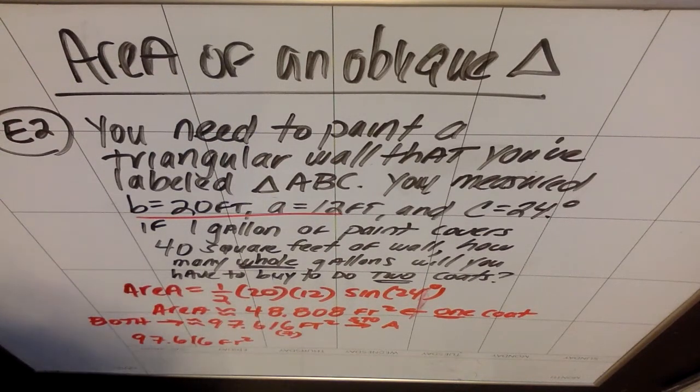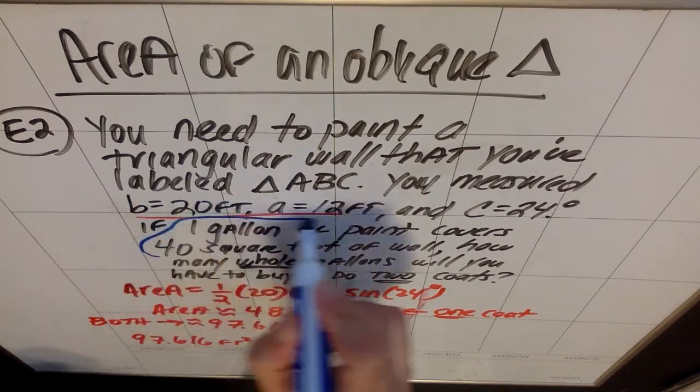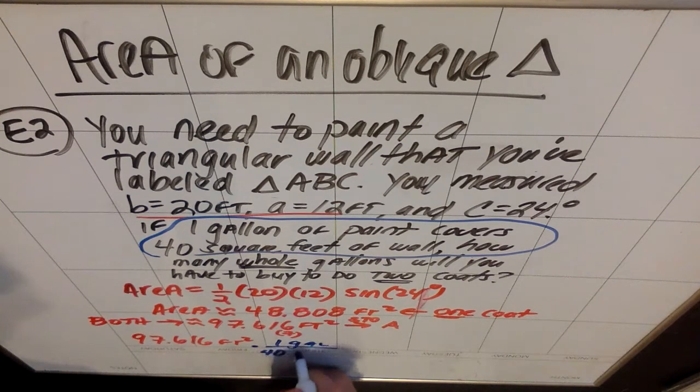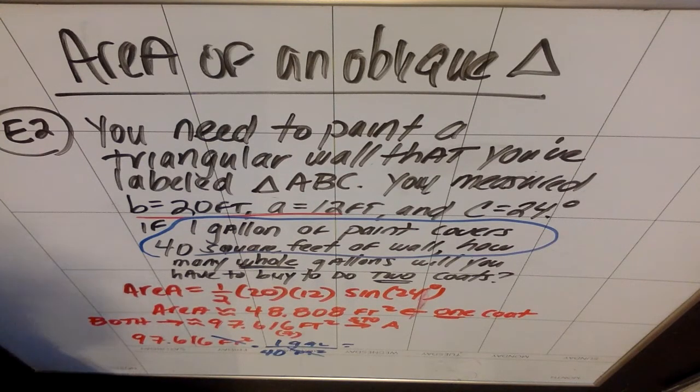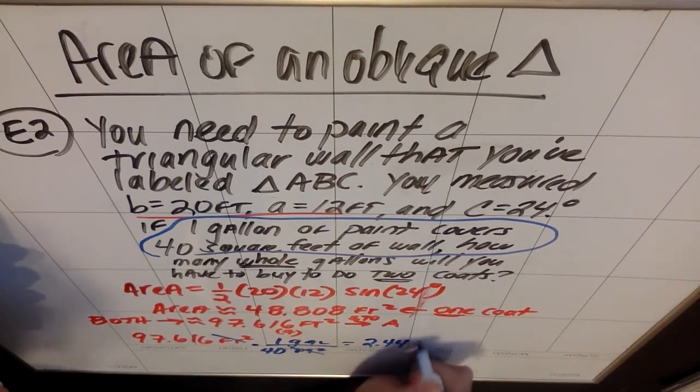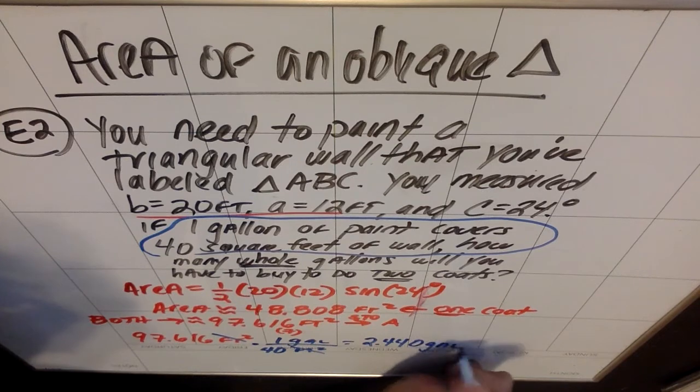And now I'm going to have to use this piece of information. I want to know how many gallons I have to buy, and I know that 1 gallon covers 40 square feet of wall. Since I need to cover this many square feet, I'm going to convert to gallons. So 1 gallon over 40 feet squared is going to give me, the feet squared are going to cancel, and it's going to give me the number of gallons. So essentially, I'm dividing this by 40, and I'm going to get 2.440 gallons. But that's not the question, right?